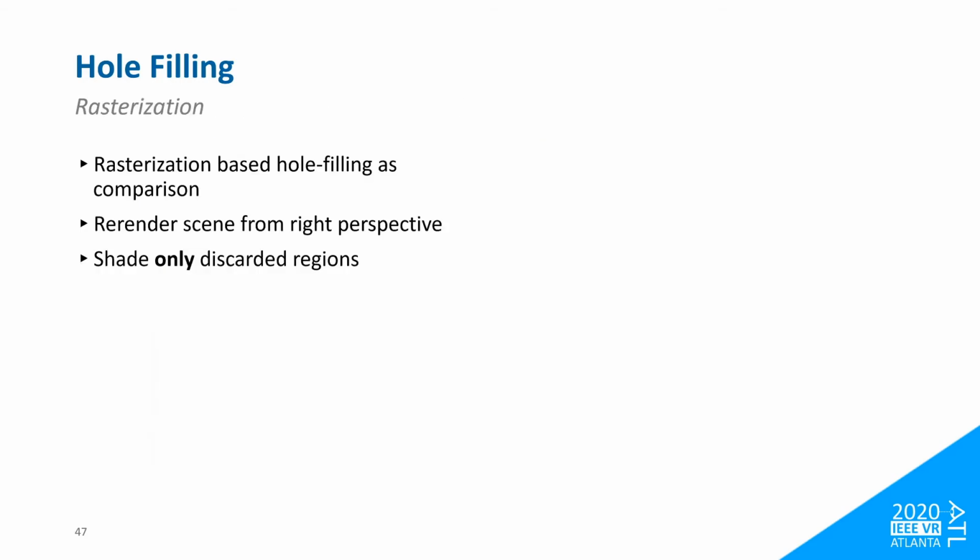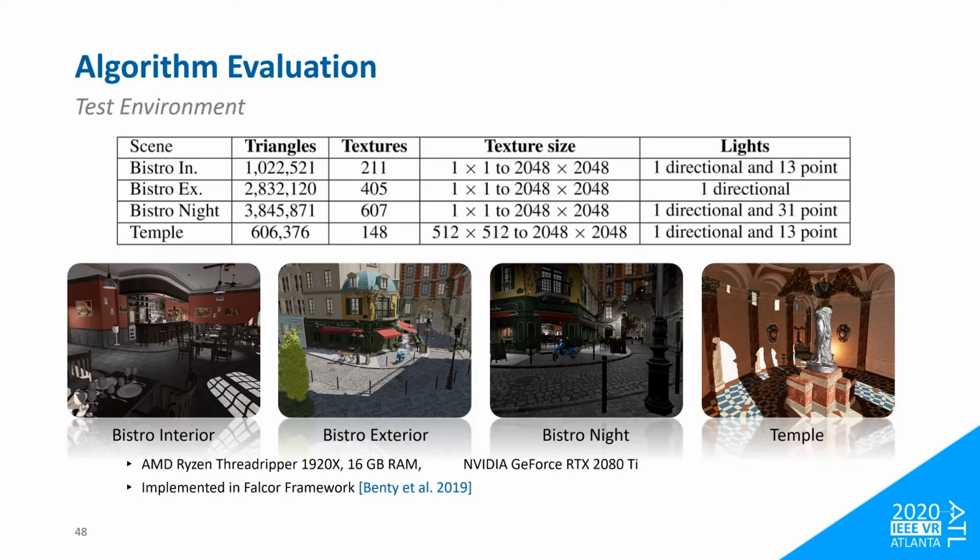In addition to the ray tracing approach, we also implemented a second hole filling method based on regular rasterization. The missing fragments are reconstructed by simply re-rendering the scene from the right eye's perspective. To achieve a speedup over a naive stereo rendering, the fragment shader is only evaluated for the discarded regions. We did this as we wanted to compare the hole filling performance of the dedicated ray tracing hardware against the GPU's rasterizer. Let's have a look at the performance evaluation of our algorithm.